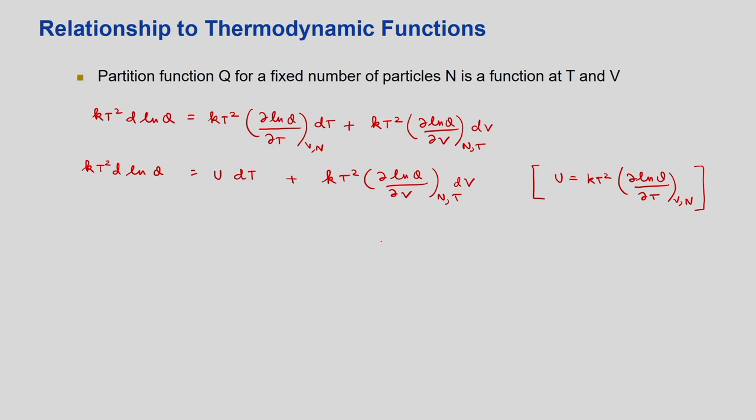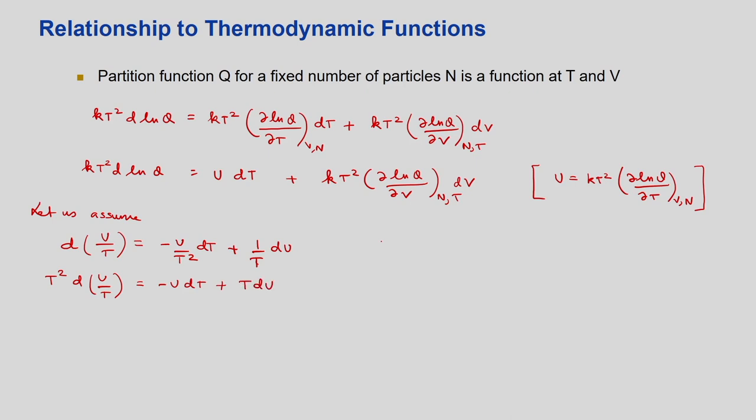Now U dT can also be refined in this manner. I don't know the derivative of ln Q with respect to V, but I want to simplify it to something useful, or relate it to classical thermodynamics. For that, let us suppose I take the derivative of U/T. It will be nothing but minus U/T² dT plus 1/T dU. Now multiply T² on both sides, and you get minus U dT plus T dU.